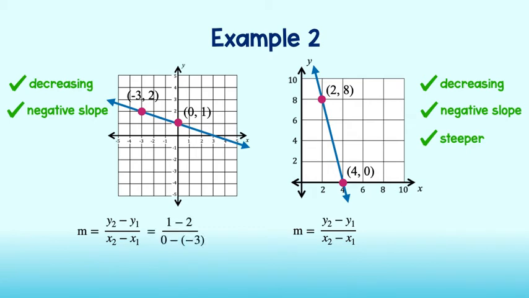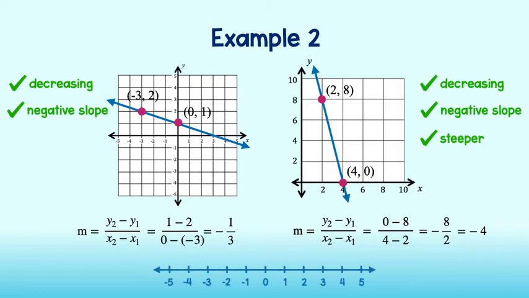We will plug in the values for the first linear function. 1 minus 2 equals -1, and 0 minus -3 equals 3. The slope is -1/3. On the right, we will plug in our values. 0 minus 8 equals -8, and 4 minus 2 equals 2. This reduces to -4. Apart from their signs, 4 is higher than 1/3. However, taking a step back, if we were to order them from least to greatest according to the value of their slope, -1/3 is actually greater in value than -4. So the linear function on the left has the greater slope, and the linear function on the right has the lesser slope.